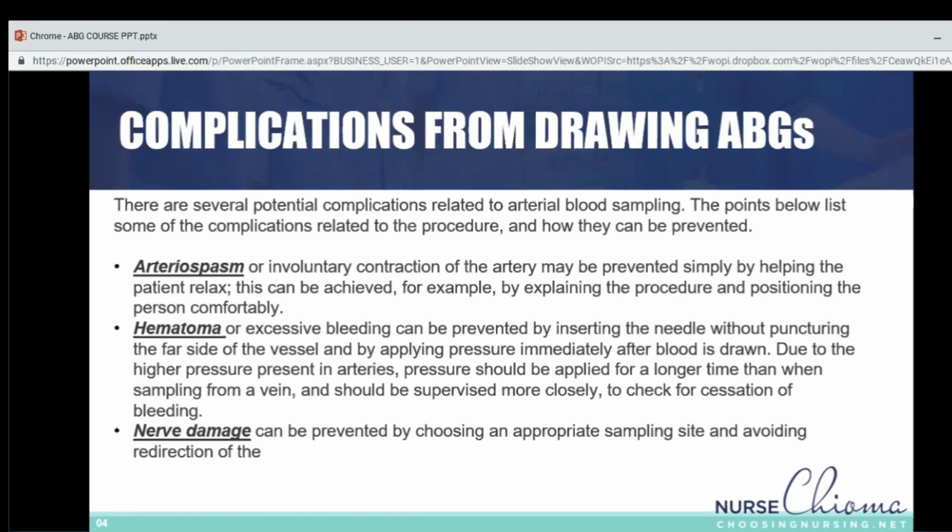Another thing that can happen is nerve damage. That would be, for example, if we hit a nerve, which can be prevented by choosing a more appropriate sampling site, such as the radial artery, and avoiding redirection of the catheter. So far we have arterial spasm, which is an involuntary contraction of the artery, a hematoma, which is too much bleeding, and nerve damage. What I'll tell you too is that it's usually pretty rare for these complications to happen.